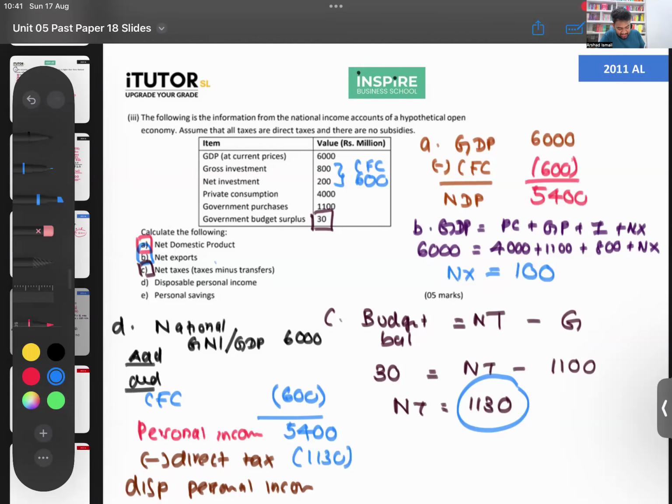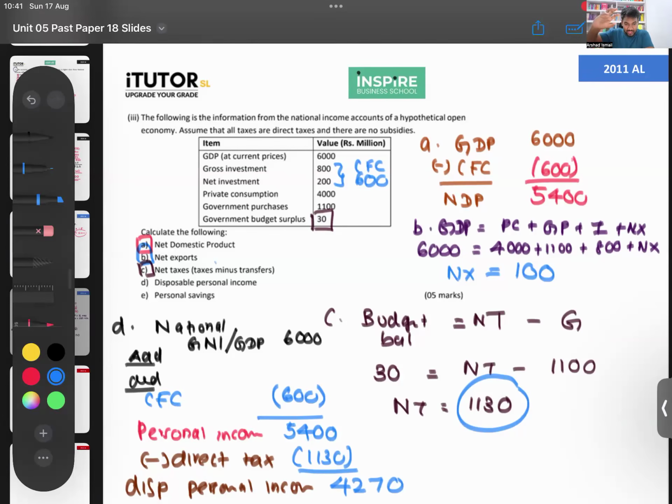So how much do you get as disposable personal income? 4,270. Can someone check also, I don't know if I made a calculation error. In your past paper book, do you have the same answer, or are they giving something else? Yes. Fine, right?